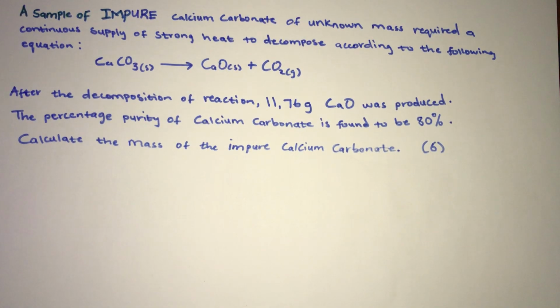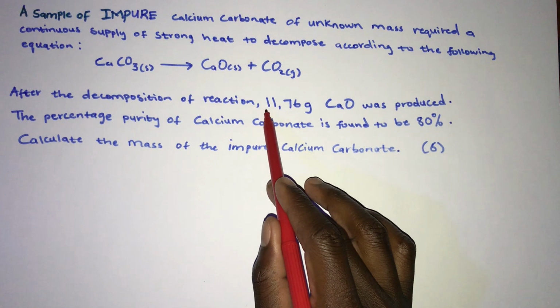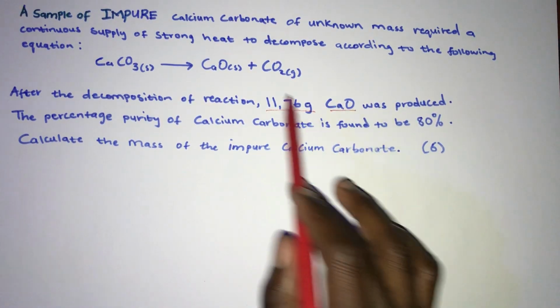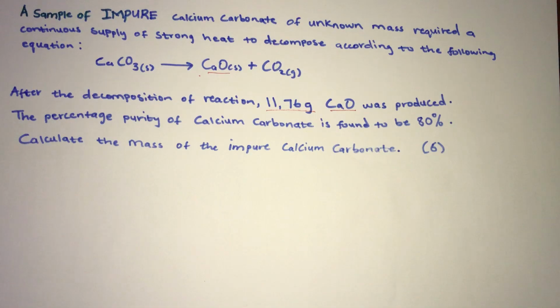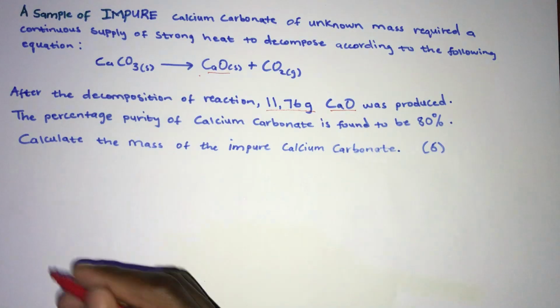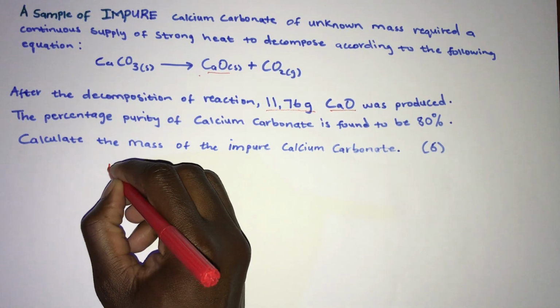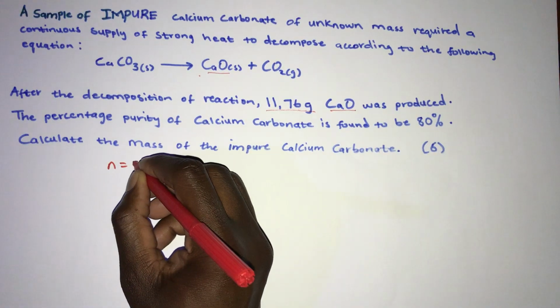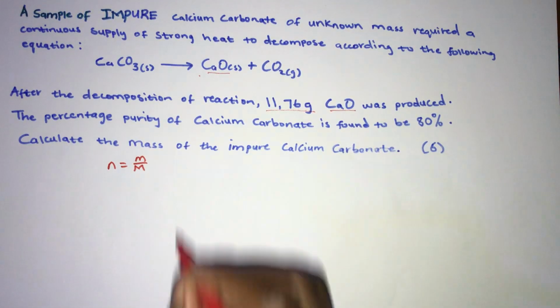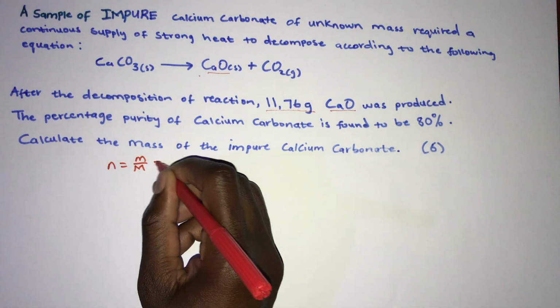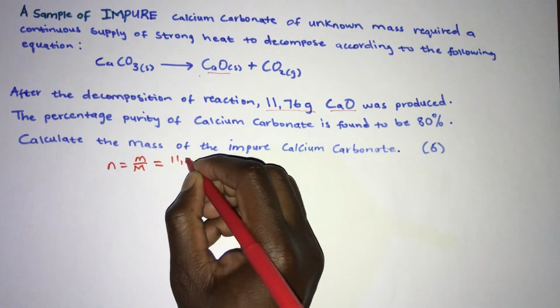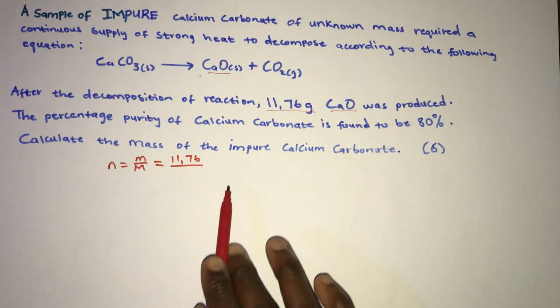So what are we going to do now? We're given the percentage purity, and we must calculate the mass of the impure calcium carbonate. We're given the mass of CaO. This is our CaO, and we're given the mass of that one. So what must we do? We calculate the number of moles of this one. Number of moles is equal to mass over molar mass. So the mass of this one is 11.76, divided by the molar mass.